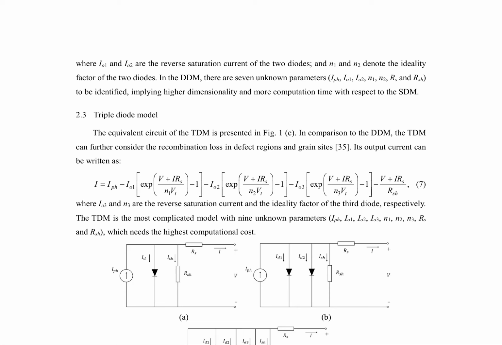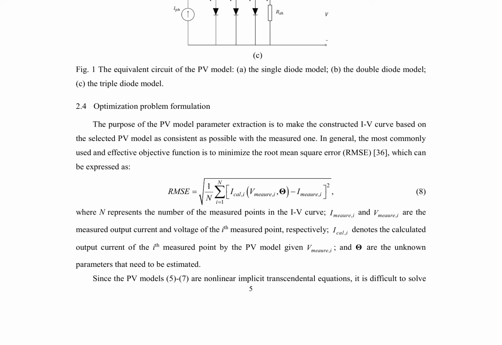The paper discusses the development of photovoltaic (PV) models for accurately describing the current-voltage (IV) characteristics of solar cells. It presents 3 models: the single-diode model, SDM, double-diode model, DDM, and triple-diode model, TDM. The SDM is the simplest, considering only one diode, while the DDM and TDM account for additional diodes to better represent recombination losses. The TDM, being the most complex, includes 3 diodes and is capable of modeling recombination losses in defect regions and grain sites.